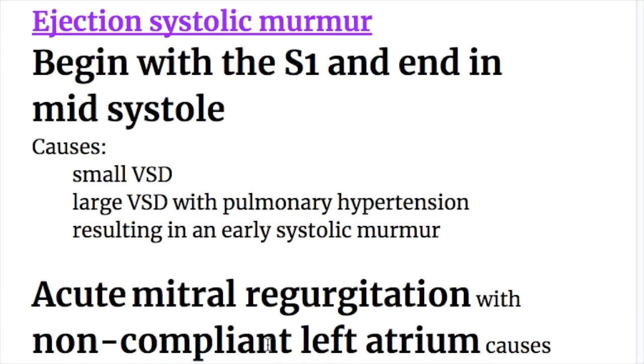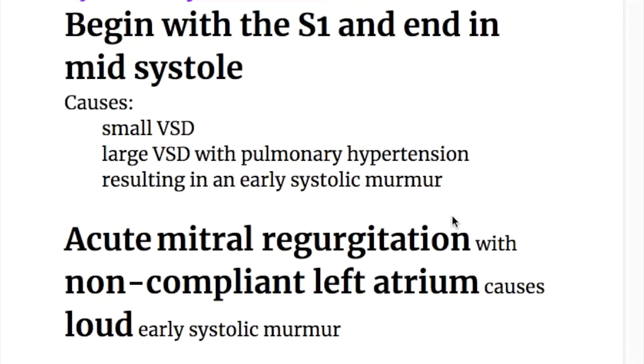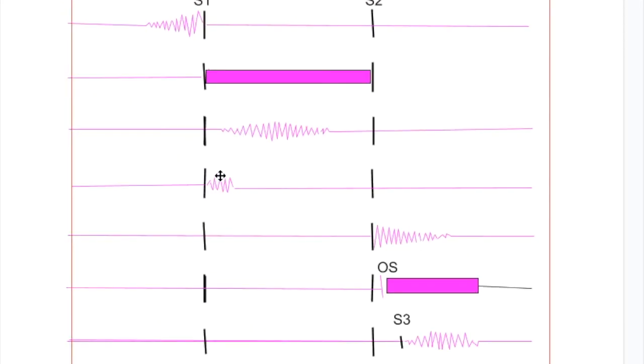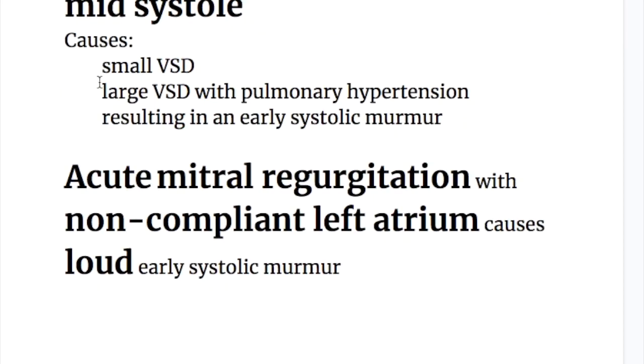So let's discuss ejection systolic murmur. The ejection systolic murmur begins with the first heart sound and ends in the mid-systole. The causes of ejection systolic murmur: ventricular causes, small VSD and/or a large VSD with pulmonary hypertension. They result in ejection systolic murmur.